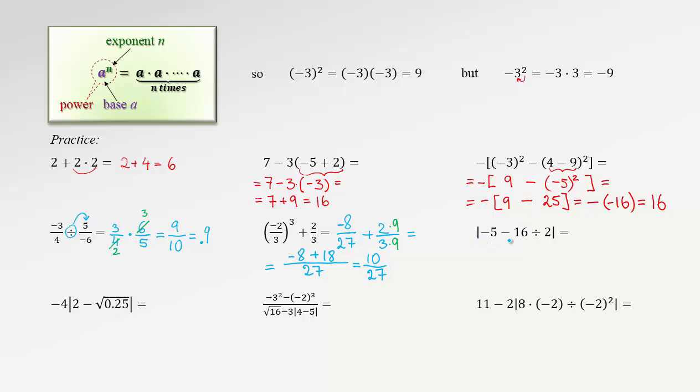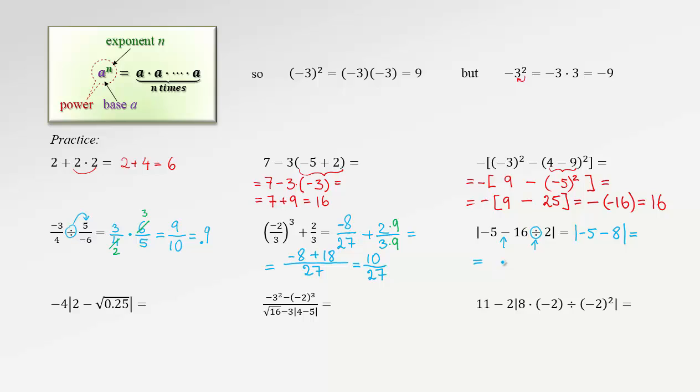Another example, absolute value of this expression. What do we have inside? What kind of operations? We have subtraction and we have division. So, among these two, division has a priority. Let's divide first. Copy everything else. So, negative 5, negative 16 divided by 2 is 8.